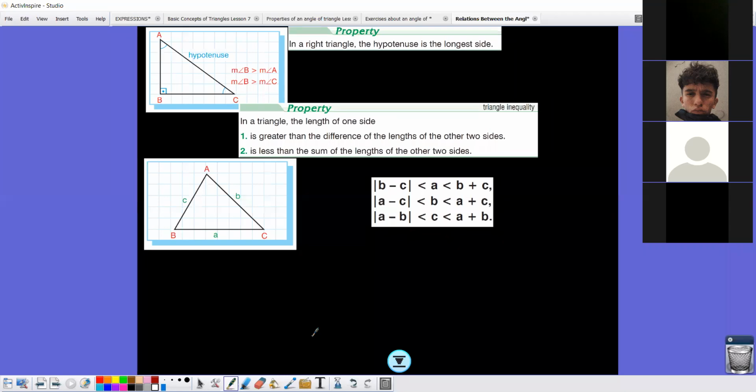Okay? But teacher, how are we going to know which one is the longest? Or we don't need that now? Here we don't have that one about the longest one. If you know the angles, you will know which one is the longest one. But here it's about something else, the relation about the sides. Okay, okay.